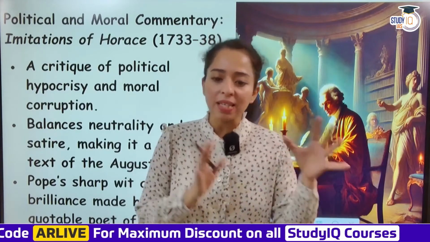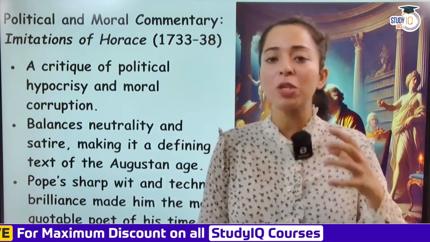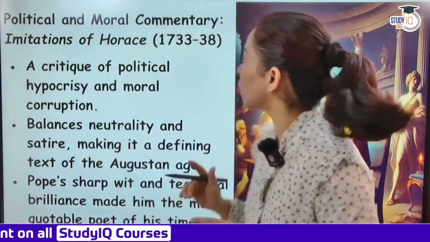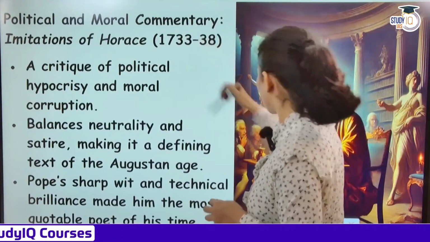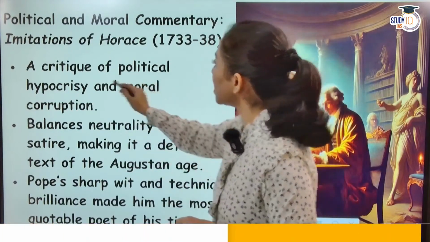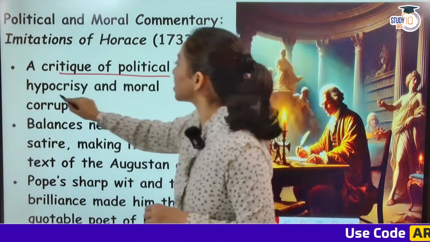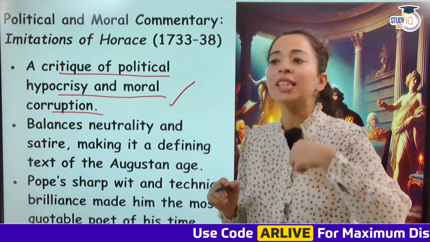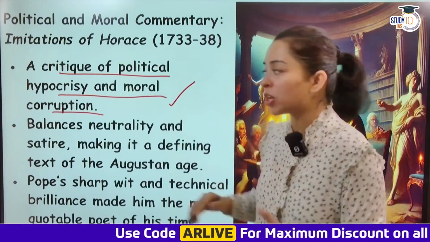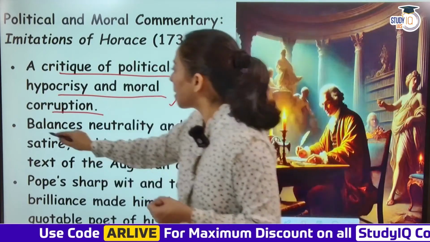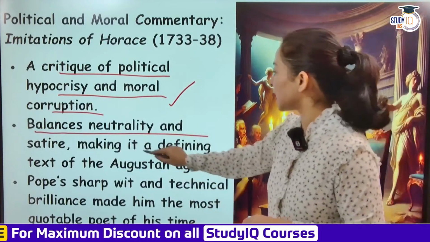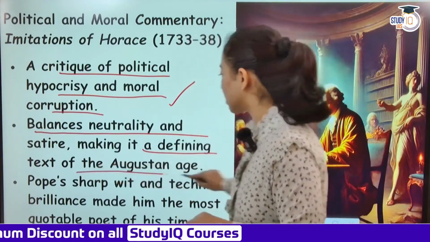Pope focused a lot on classical writers, and he took Horace, who was a classical writer, and produced a work, imitations of Horace, from 1733 to 38. Now this was a critique of political hypocrisy and moral corruption. This was implicitly, not very starkly, talking about political and moral corruption, balancing neutrality and satire, and this makes it a defining text of the Augustan age.